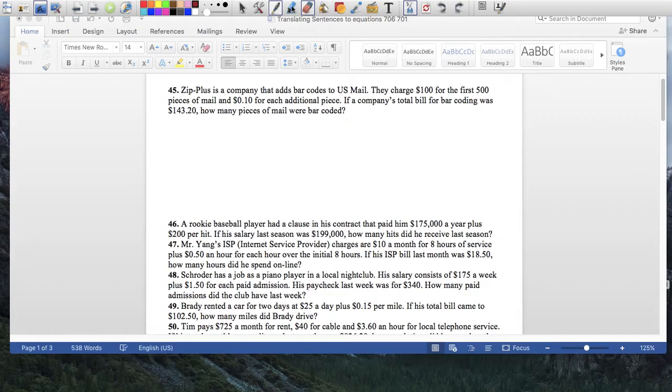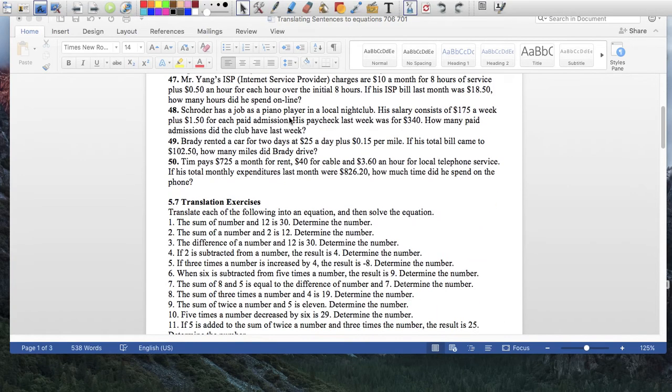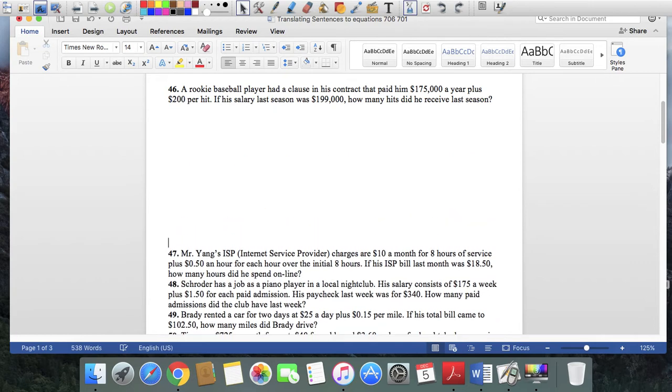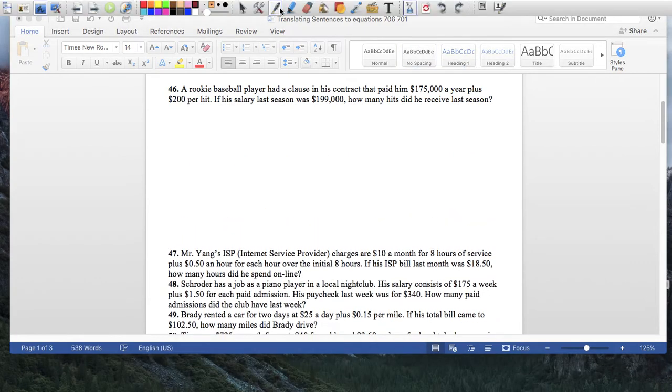Okay, so second question. Again, you can follow that format we used up there. So it's going to be something like this. I don't know if it's plus or minus yet, so I'm going to leave that alone. It says that he was paid $175,000 a year plus $200 for every hit. He's a baseball player, so every time he hits the ball, he gets $200. And last year he made this much, so the total is this.